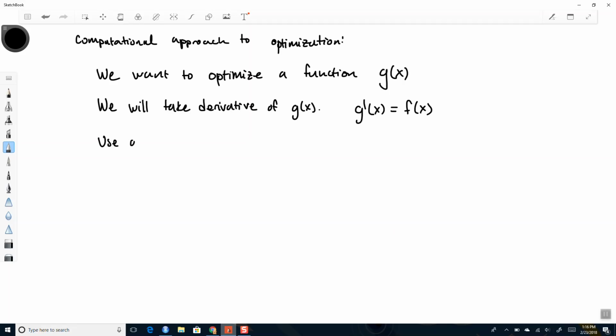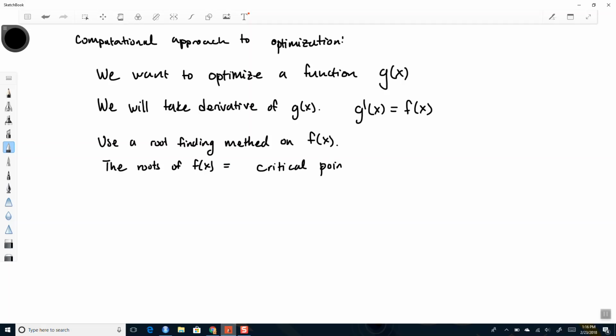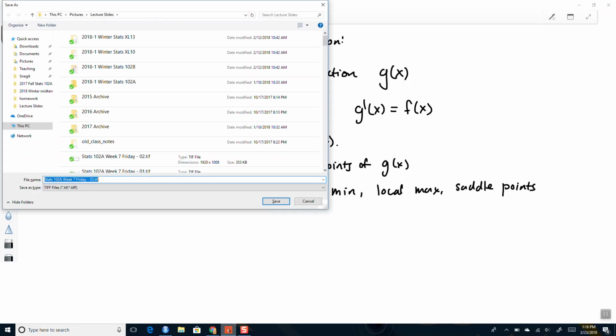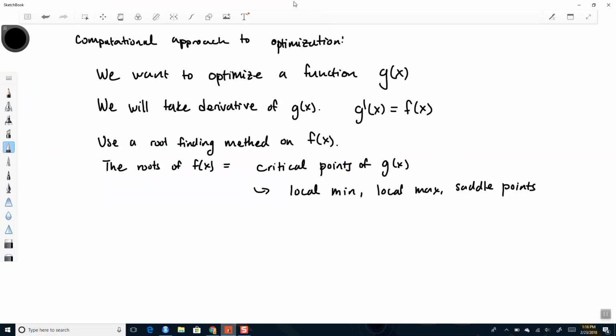Then we use a root finding method on f of x, and the roots of f of x will equal the critical points of g of x. So these will all correspond to local min, local max, or saddle points, right? Okay.